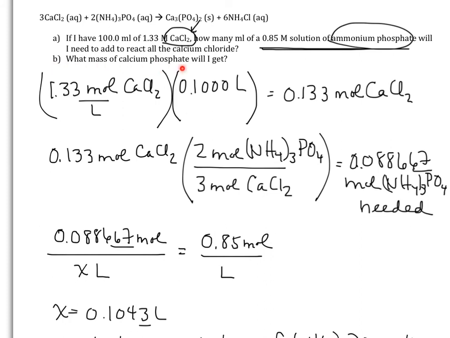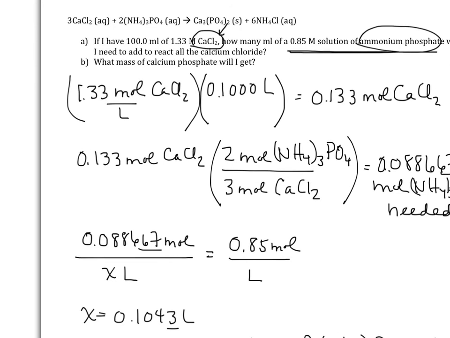The final question is, what mass of calcium phosphate will I get? In this particular problem then, we don't have a limiting reagent, but we know that we're going to use up all of these moles of calcium chloride because that's how the problem is set up. So we can use these moles of calcium chloride in the same way that we use the limiting reagent moles to calculate the mass of our product that we're going to get.